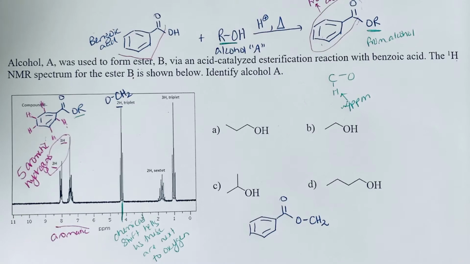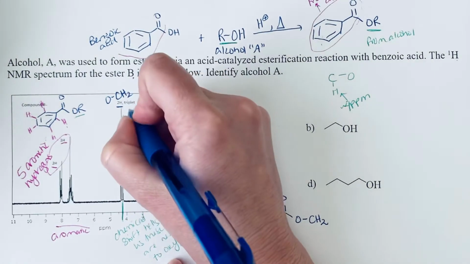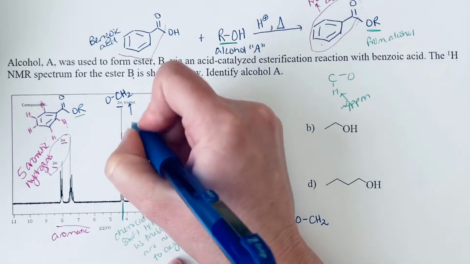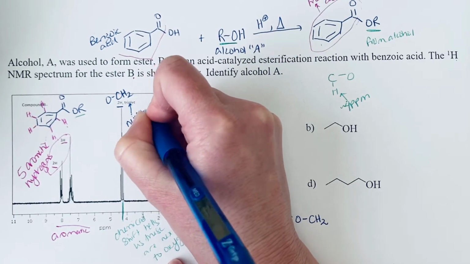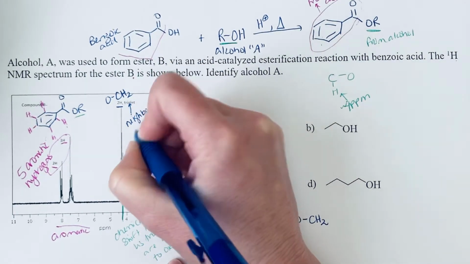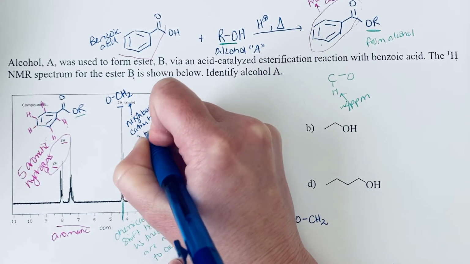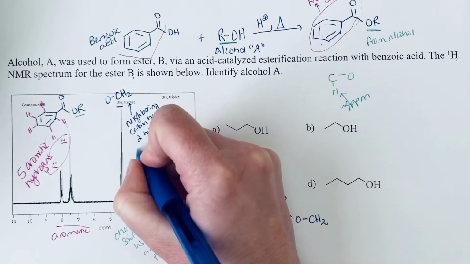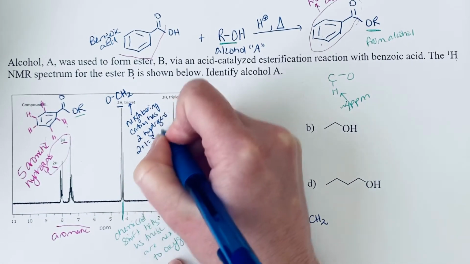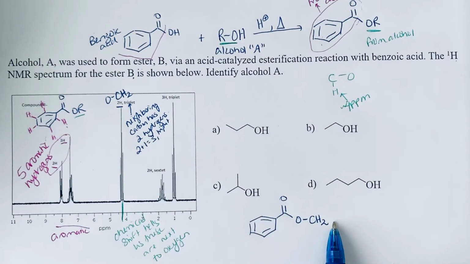We're also going to pay attention to the splitting, which tells us what is next door to what. We notice that this is a triplet. This CH2 is a triplet. That means that the neighboring carbon must have 2 hydrogens. We're using the n+1 rule there: 2 + 1 is 3, and that is a triplet. So this is probably next door to a CH2.